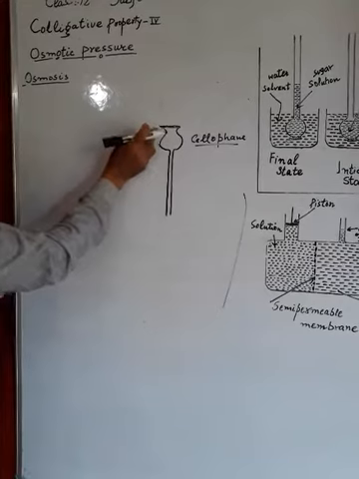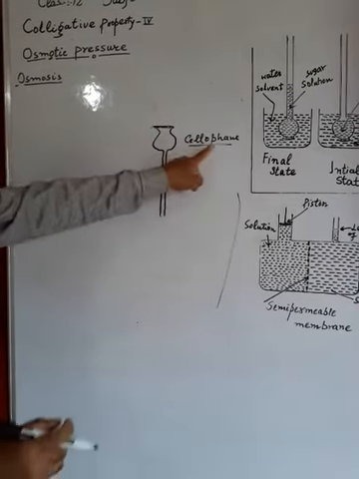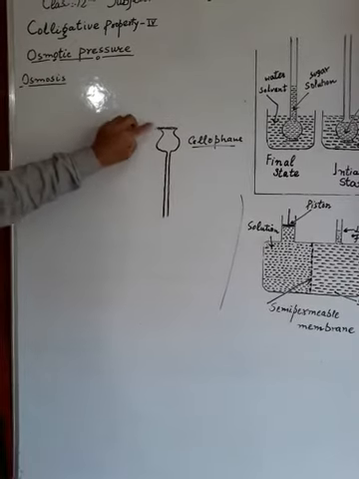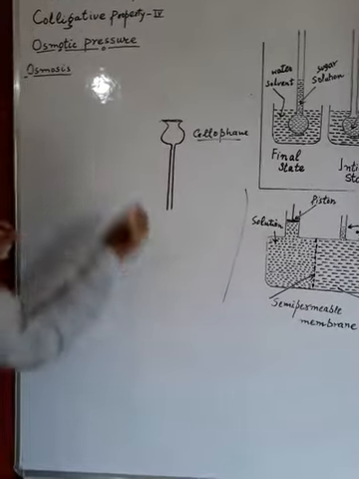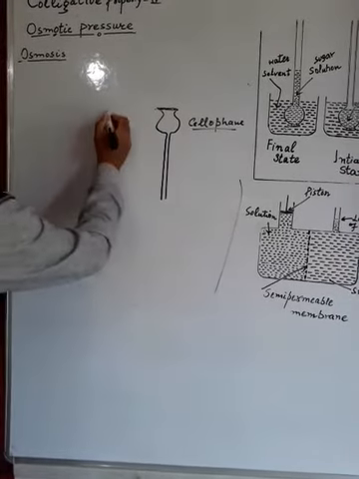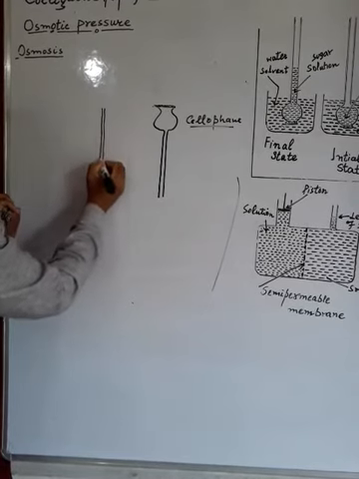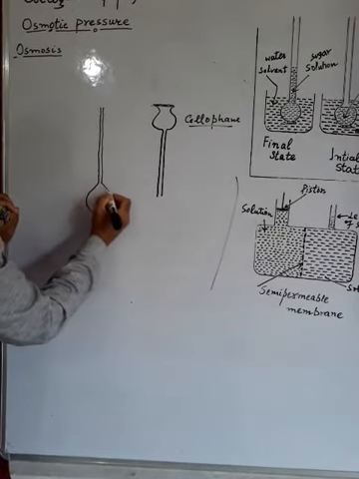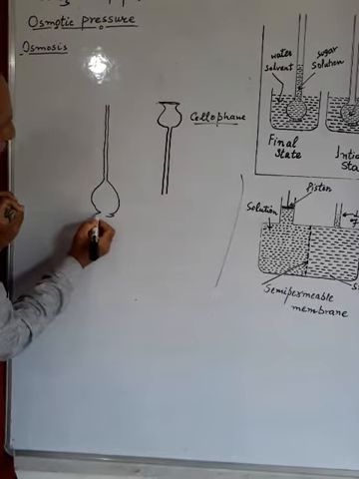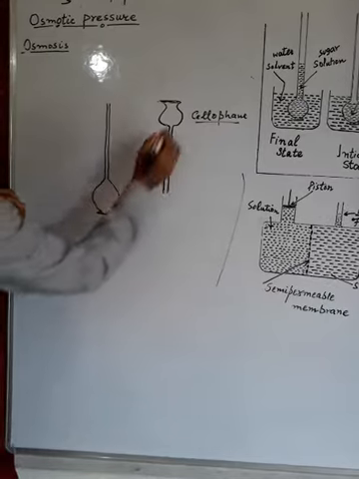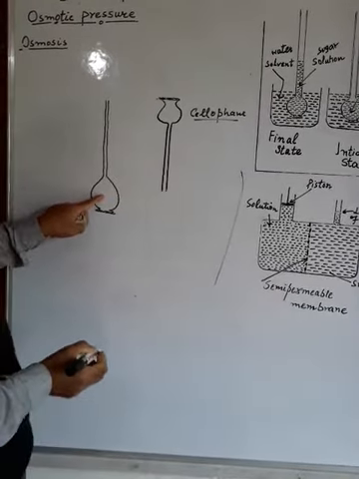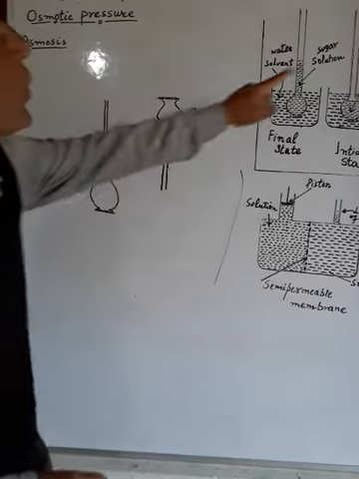Its mouth is tied with a cellophane semi-permeable membrane, that is cellophane, or we can tie pig bladder. Now if we invert it, this is an inverted thistle funnel, the mouth of which contains a semi-permeable membrane. And in this inverted thistle funnel we put sugar solution.